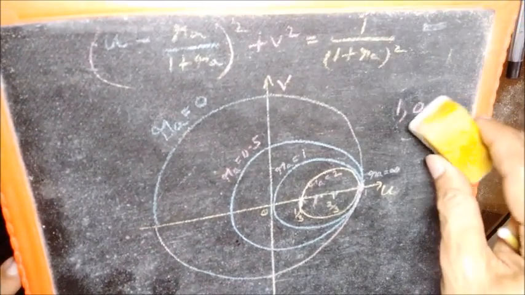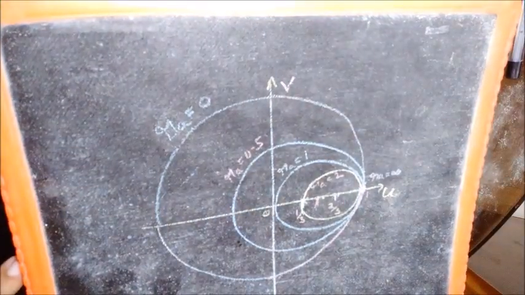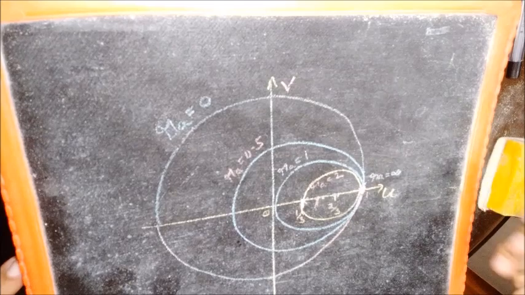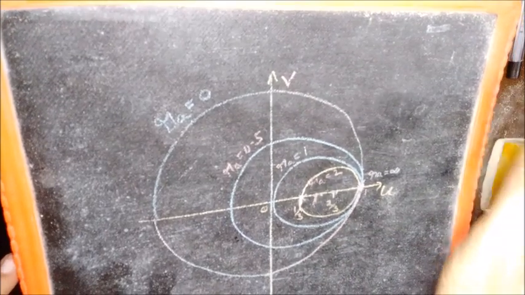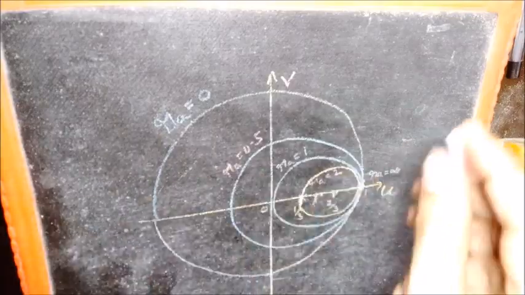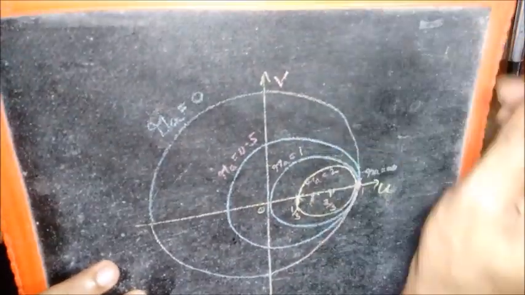Now we will plot the second set of circles on the same axis, so that we'll get a complete picture of how a Smith chart looks. So when we move on to the second one, it is right here.